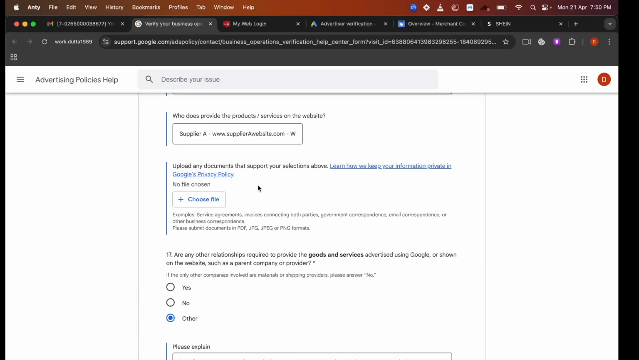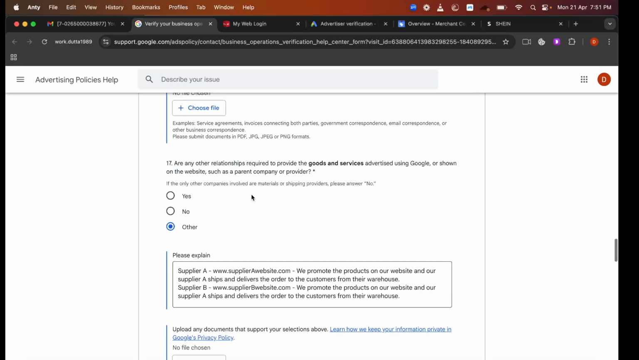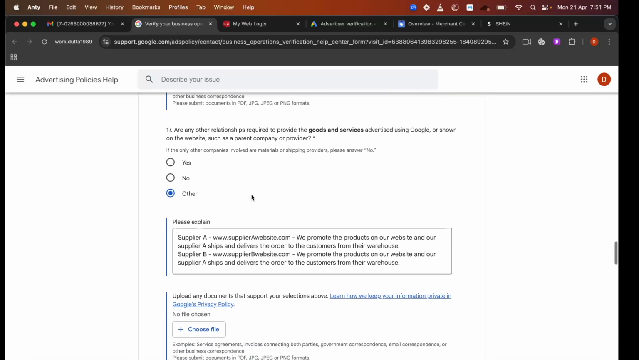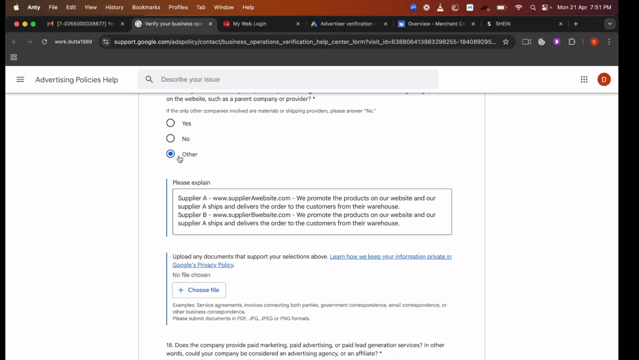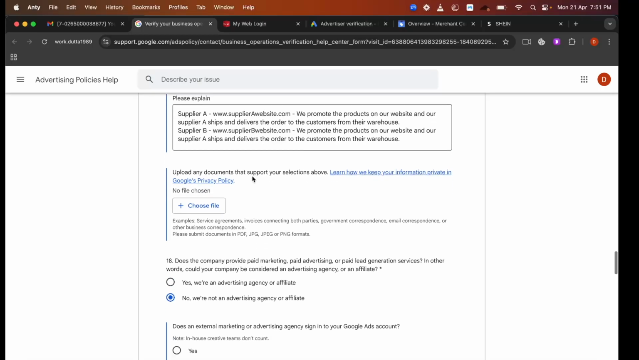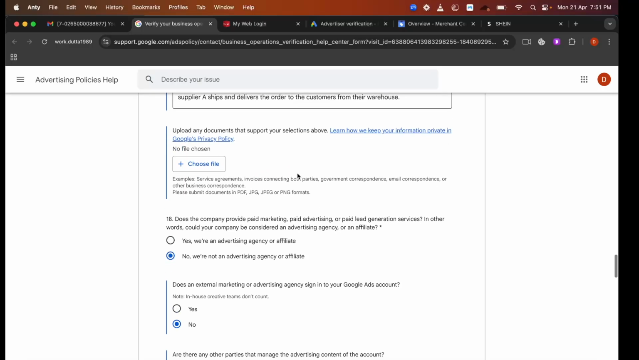The next question is to upload any documents that support your selections above. This is not mandatory, which is a good thing. If you have documents which clearly establish the relationship between you and your suppliers, then you can upload a document here. If you don't have the documents, then you can skip it. Are there any other relationships required to provide the goods and services? Here also you have to select other. Then when it says please explain, you enter the same answer that you entered earlier. If you have the documents, you upload them. If you don't, you can skip it.